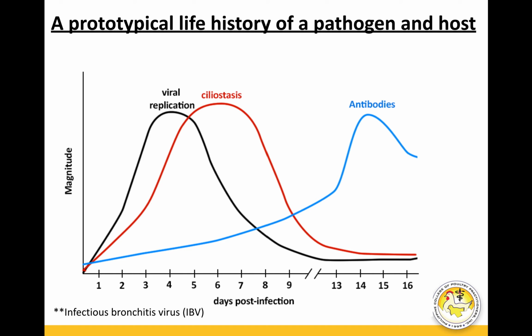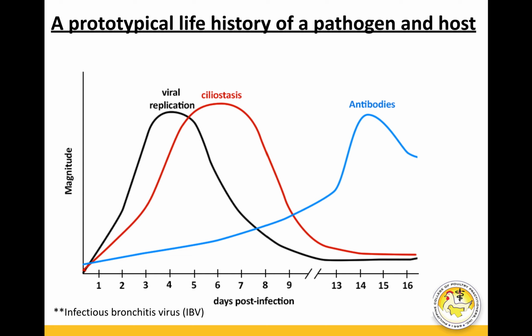Before we start, I also wanted to mention this prototypical life history of a pathogen and host. On the x-axis here is the number of days after an animal is infected. And we're using infectious bronchitis virus as an example. There are certainly other pathogens and other life histories, but for the sake of discussion, we'll use infectious bronchitis. Highlighted here are three events in that life history.